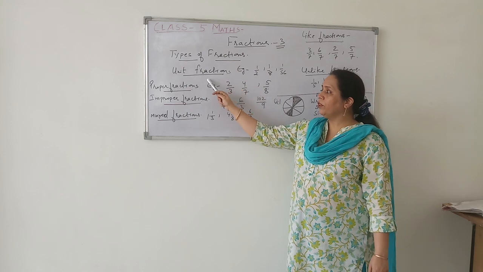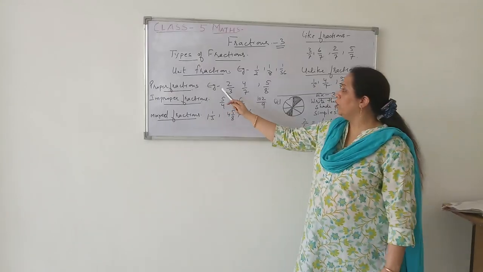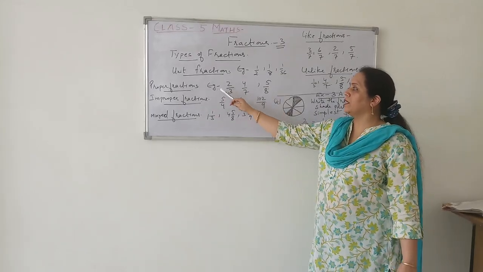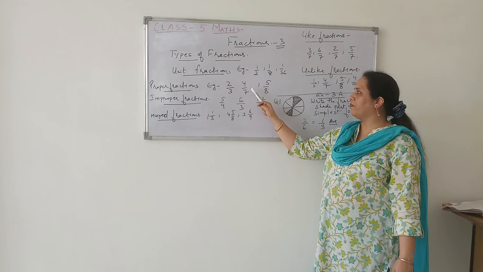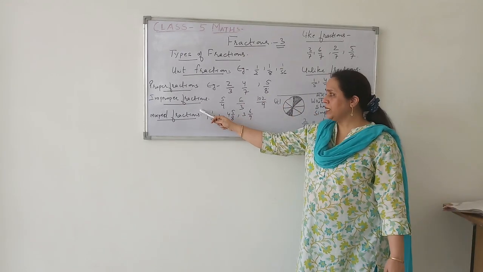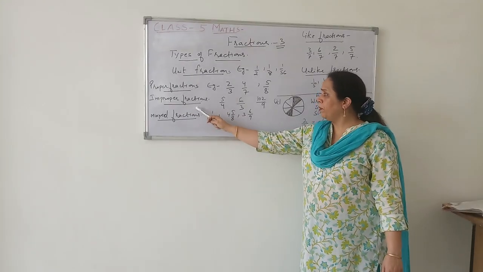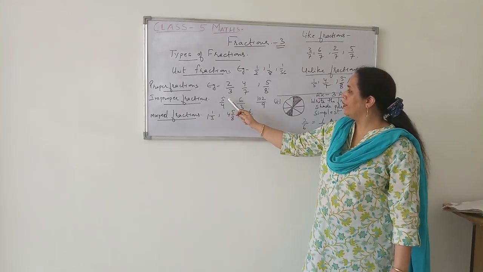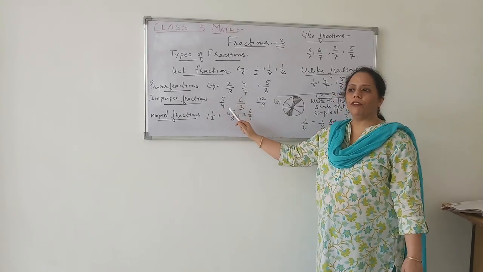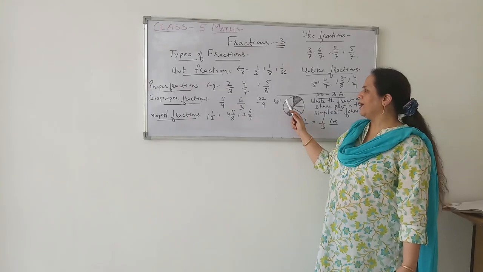And after the unit fraction, you have the proper fraction. In the proper fraction, the numerator will be smaller than the denominator. Like for example, 2 upon 3, 4 upon 7, 5 upon 8 and so on. Then the third one is your improper fraction. In the improper fractions, the numerator will always be bigger than the denominator. That is 5 upon 4, 6 upon 3, 1 and 2 upon 9 and so on.